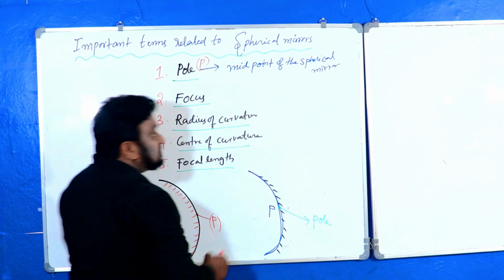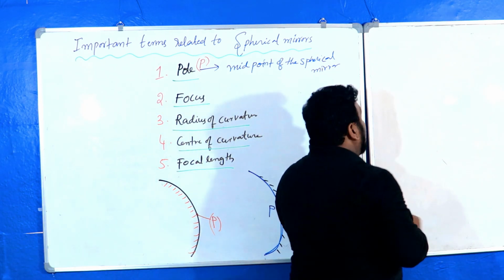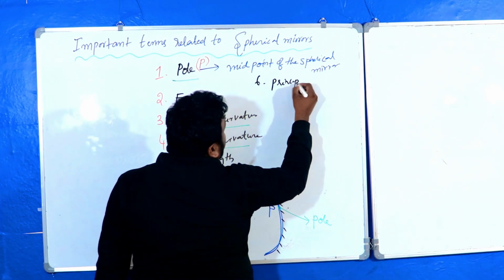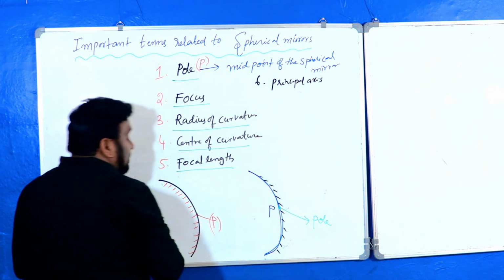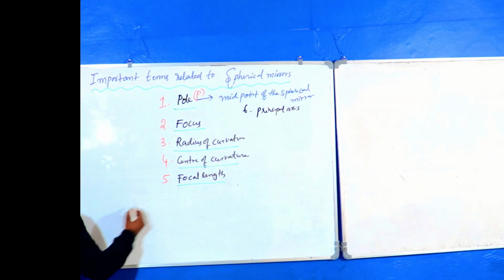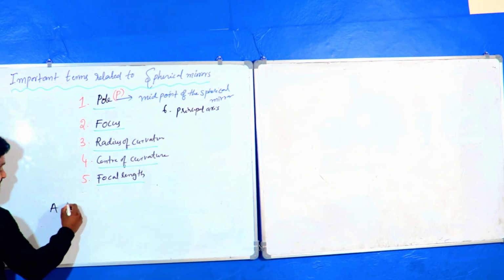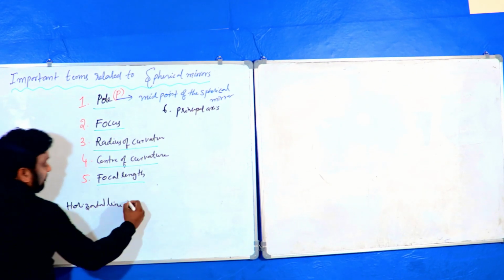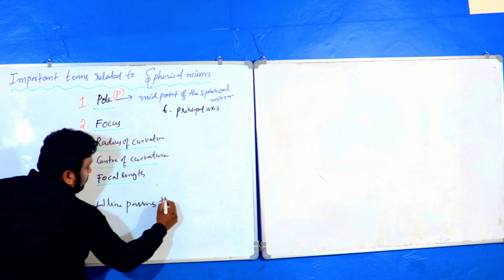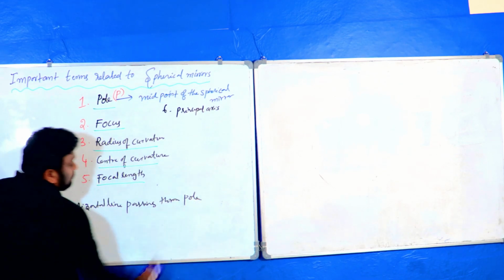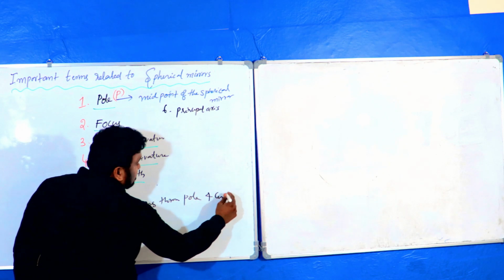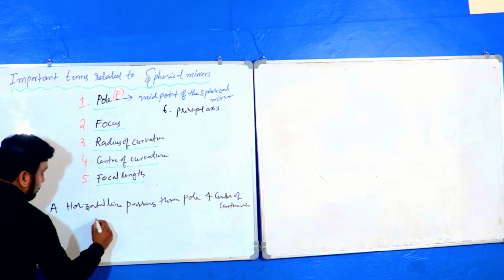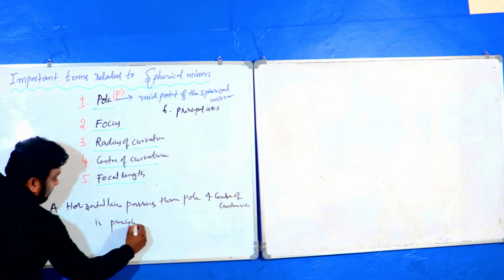So the next thing is another word, that is the principal axis. What is meant by principal axis? A horizontal line passing through the pole and center of curvature is called the principal axis.